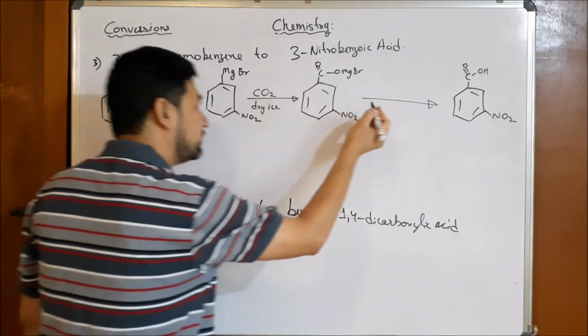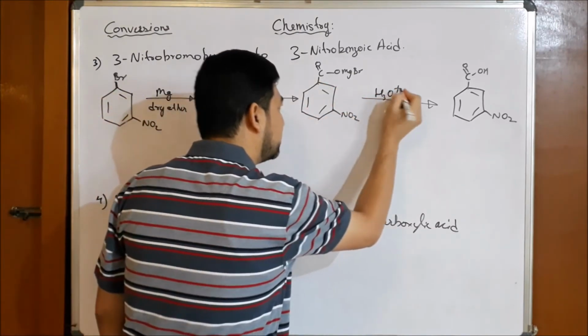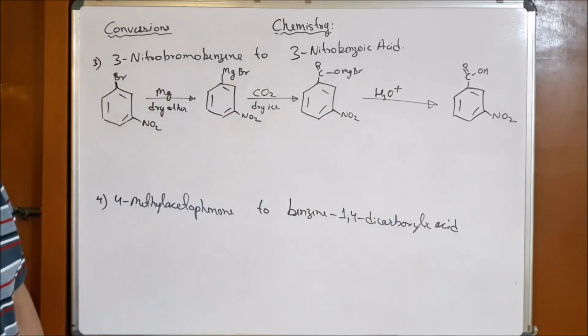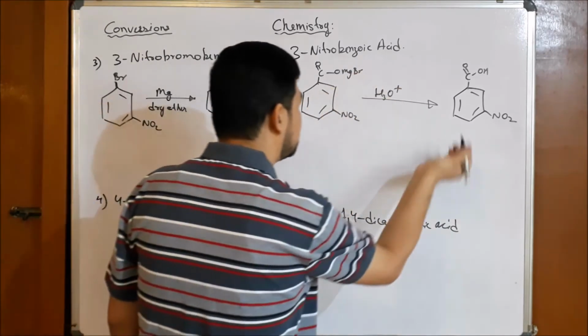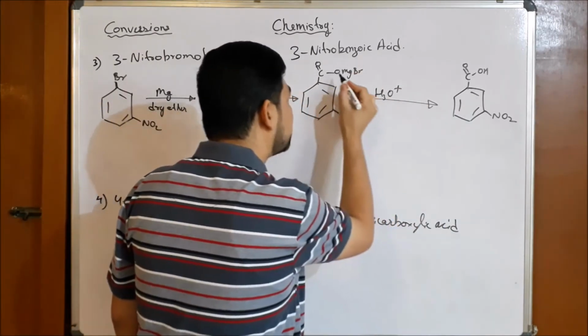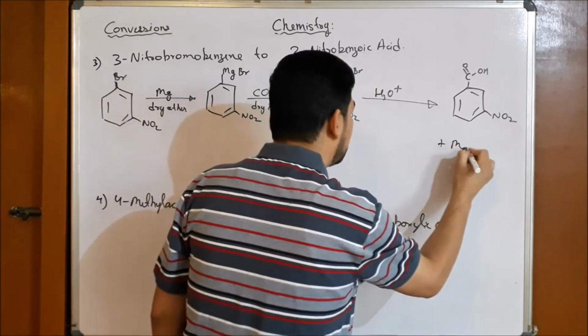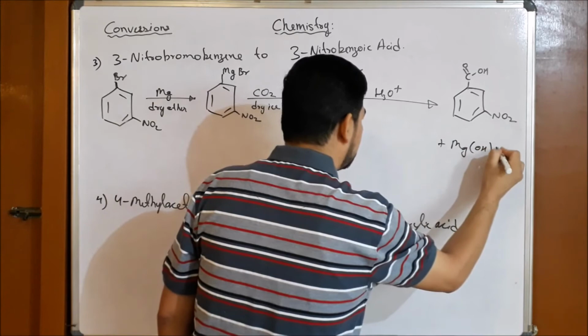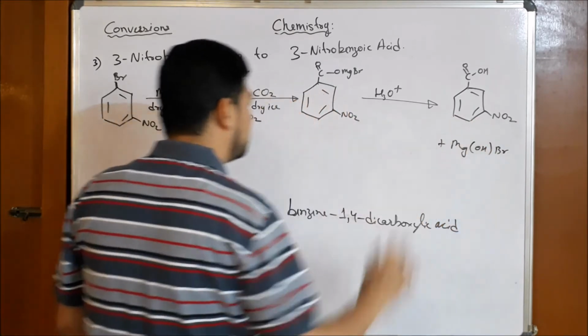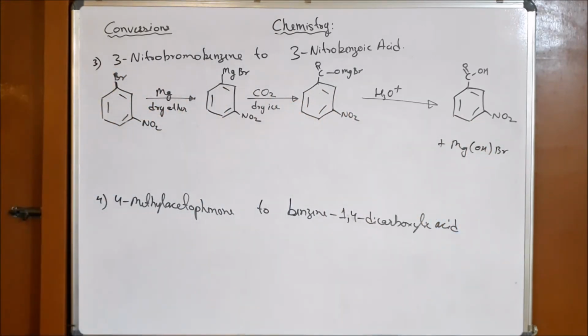So this is simple. This is acid catalyzed hydration, that is H3O positive. When you do it, the H comes here, then OH will come out, plus we will have MgOHBr as a side product. So ultimately we reach that product.